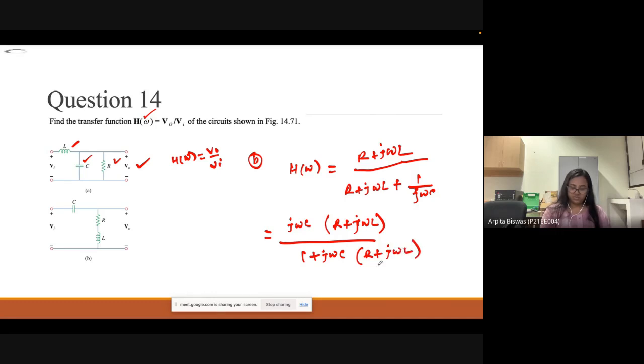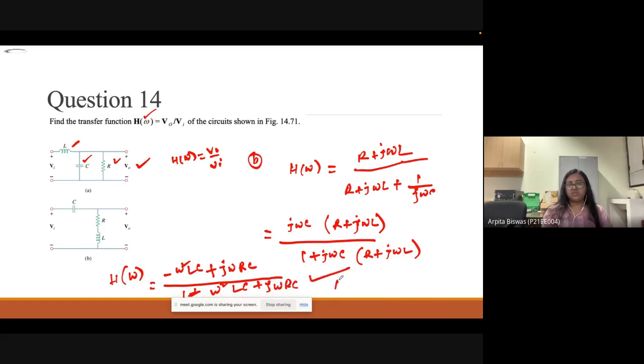Okay, then what is the value for the second case? H omega equal to minus omega square LC by j omega RC. One minus, that one, the minus omega square into LC plus j omega RC. Okay, for the second case, this is the answer.